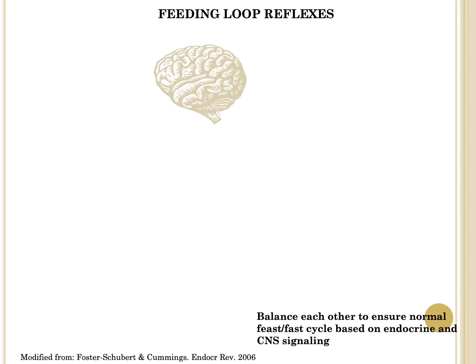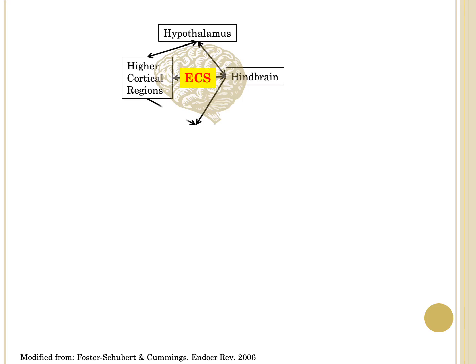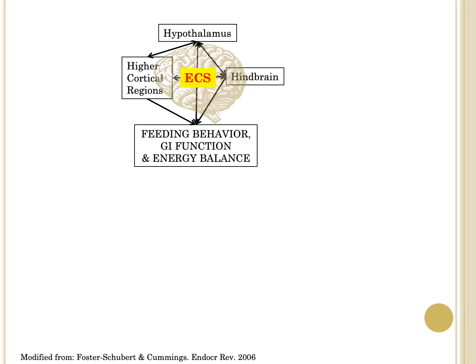So when we look at the two loops, we're looking at the combination of two signals that are going to ensure that we are feasting when we should be feasting and fasting when we should be fasting. All based off of the interplay between cortical structures, the hypothalamus, higher cortical regions including the prefrontal cortex, the mammillary body, the caudate nuclei, as well as hindbrain sensors that relate to cranial nerves, modified by the endocannabinoidal system.